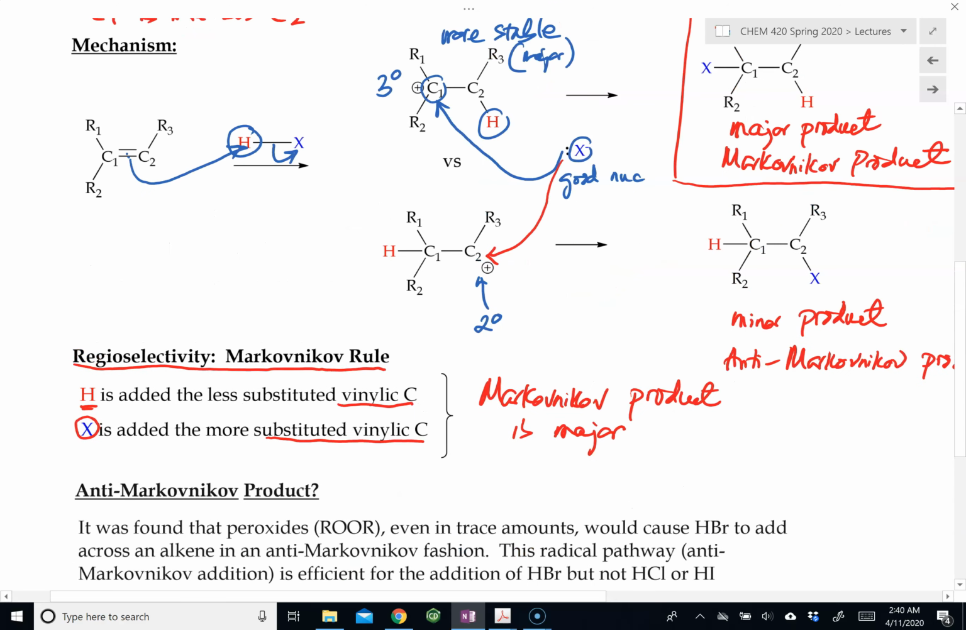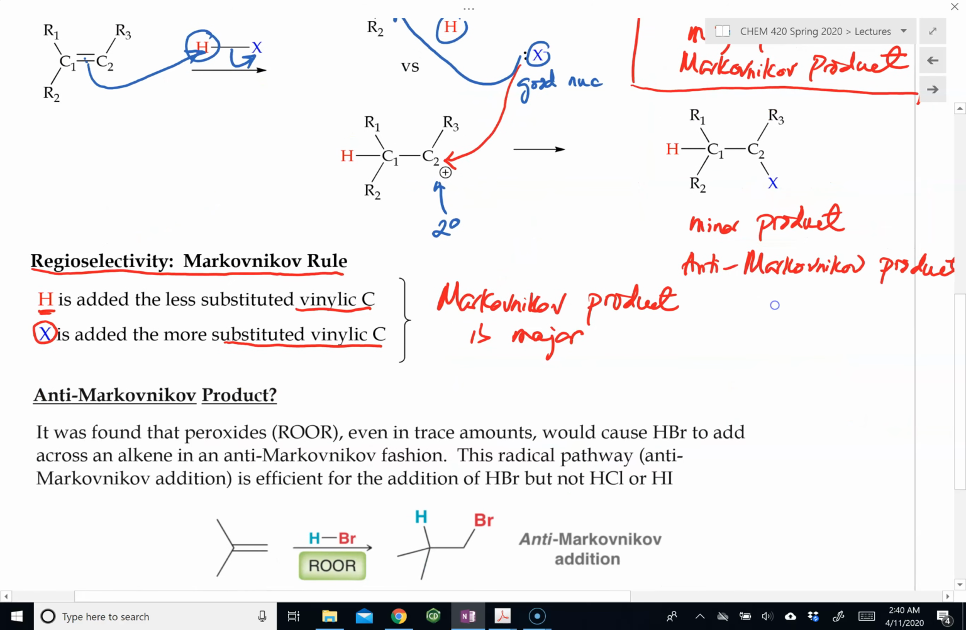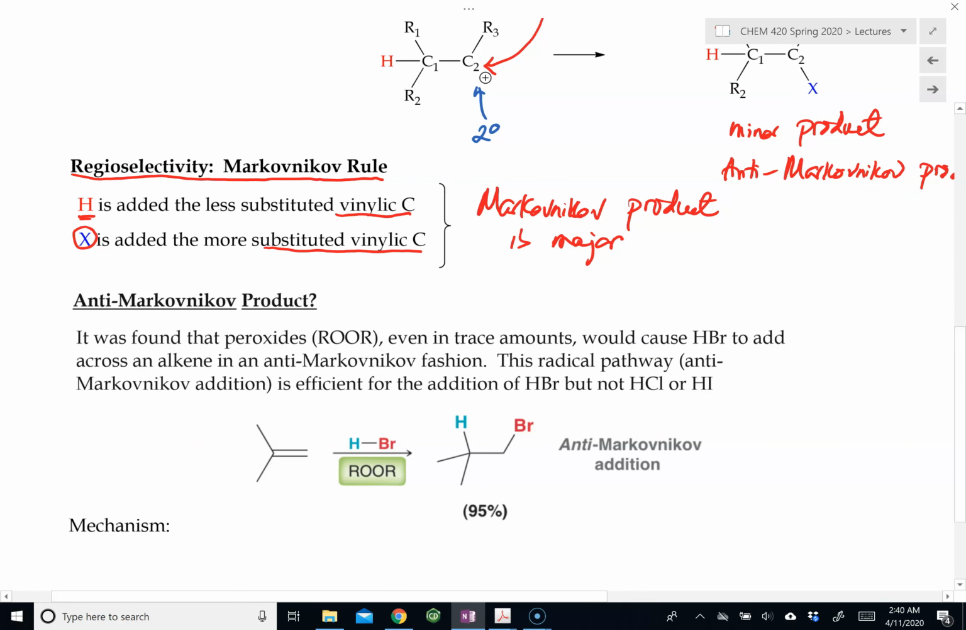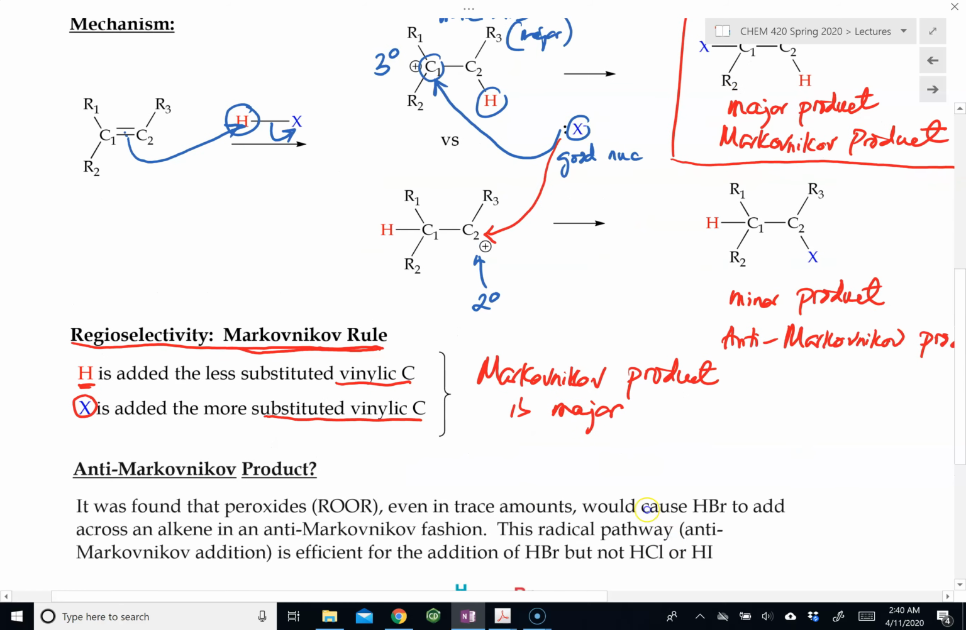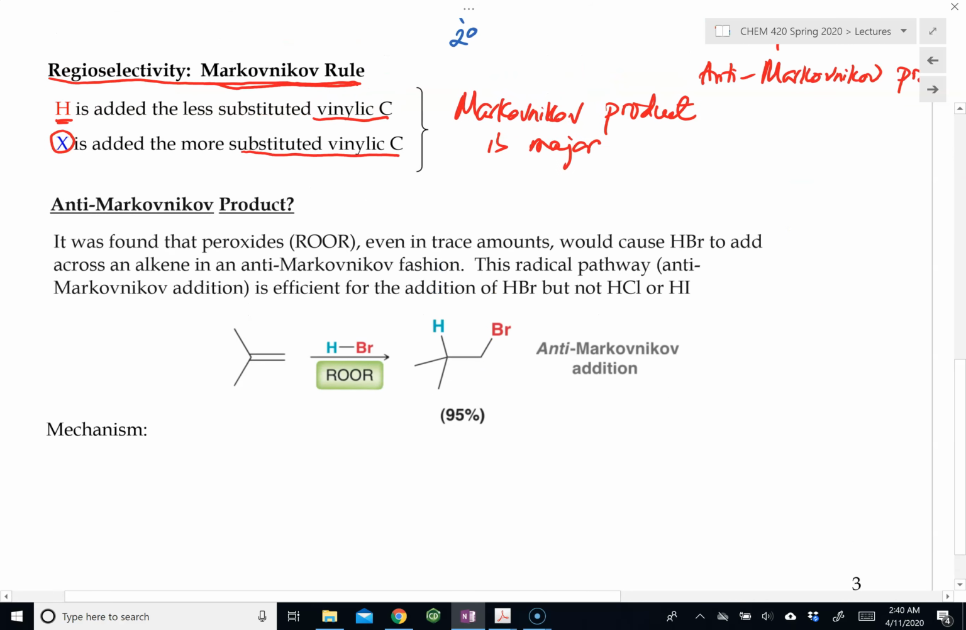And the reason why is, again, it goes through a more stable carbocation intermediate. That's what we have seen already. So the explanation for this is actually not complicated. But in any case, we just want to describe this Markovnikov rule right here, so we are familiar with this terminology. Now, in most ordinary hydrohalogenation reactions, the major product would be the Markovnikov product.